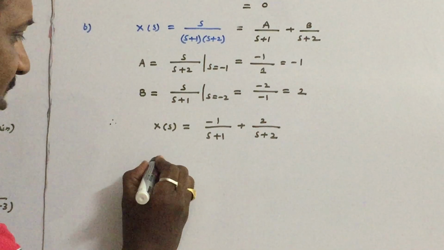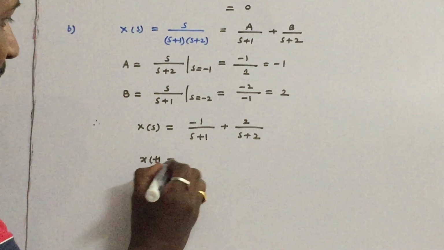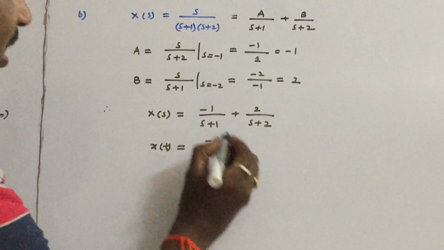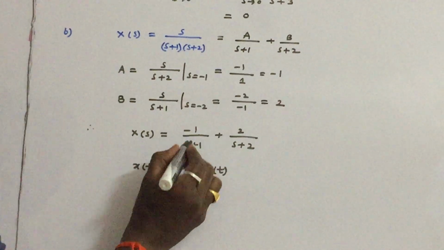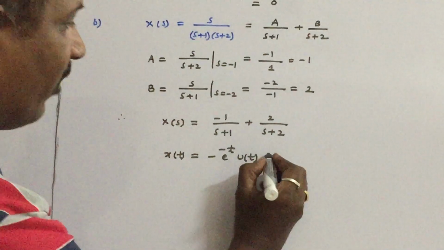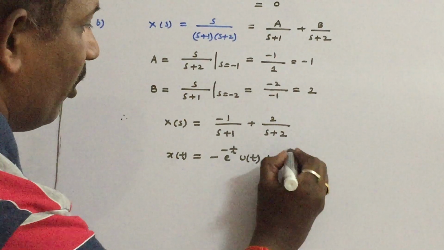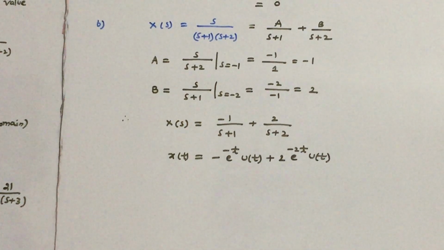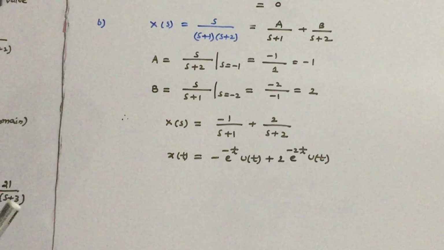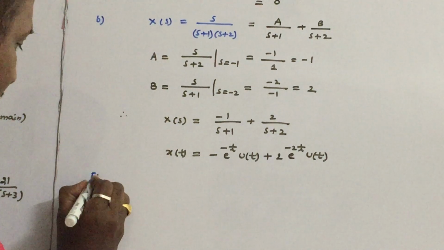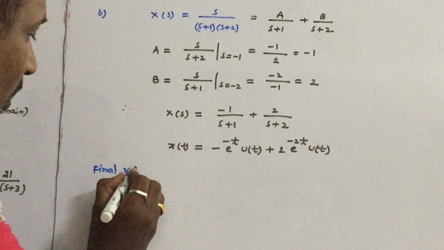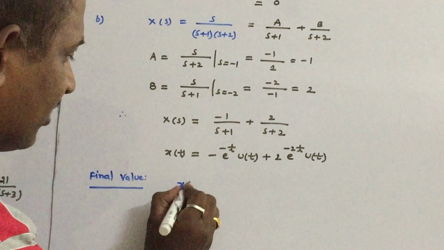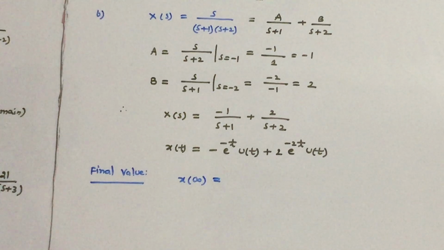Taking inverse Laplace transform, the x of t will become minus e power minus t into u of t, because for 1 by s plus 1 the inverse Laplace is e power minus t into u of t, plus 2 into e power minus 2t into u of t. Now this is the time domain equivalent equation. So first let us verify the final value in time domain.